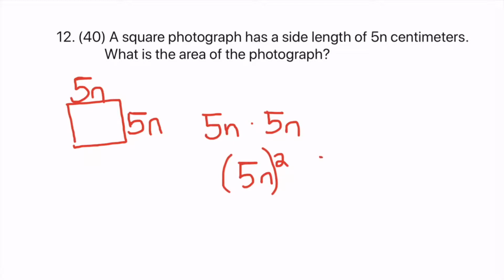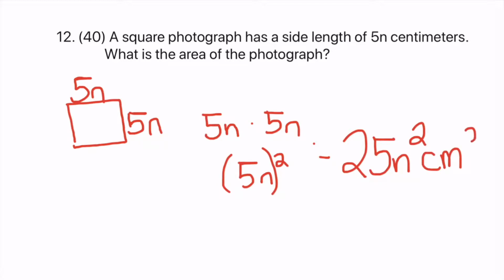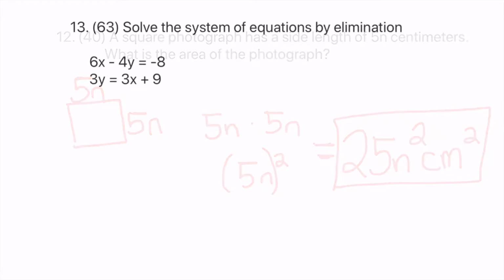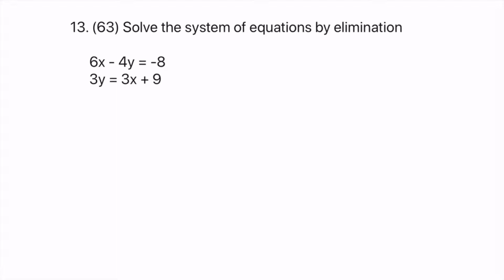Either way, you're going to get 25π squared, and it was centimeters, and this is area, so it's going to be centimeters squared. Don't forget to put your right unit there. So that's our final answer, 25π centimeters squared.